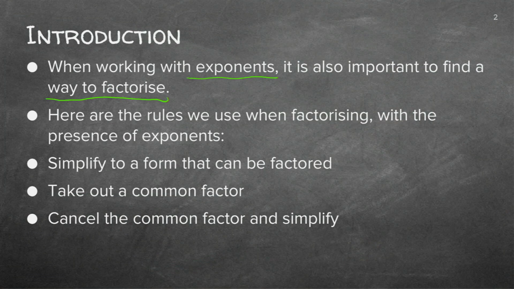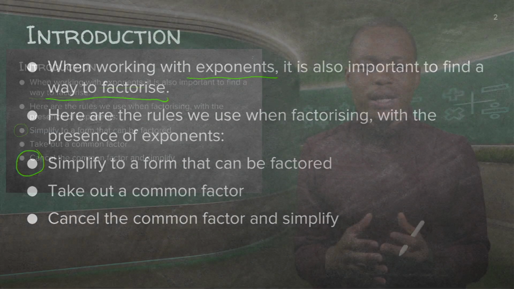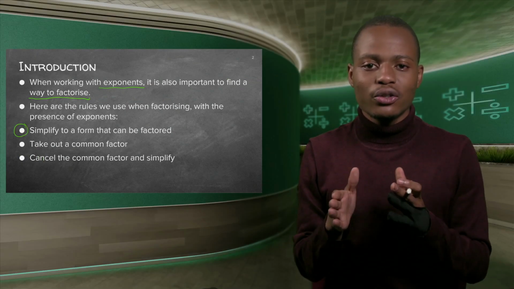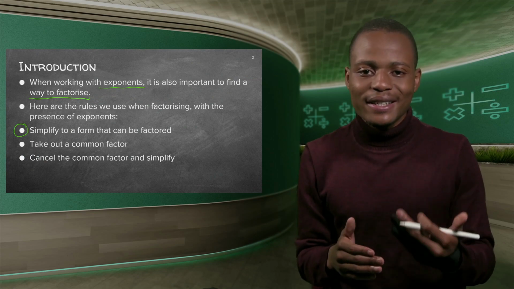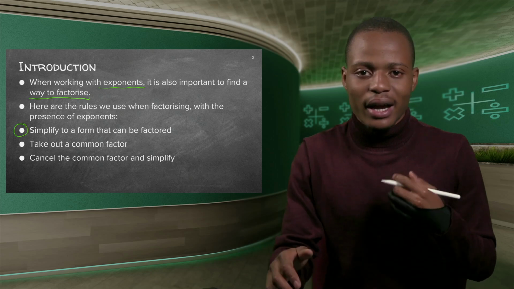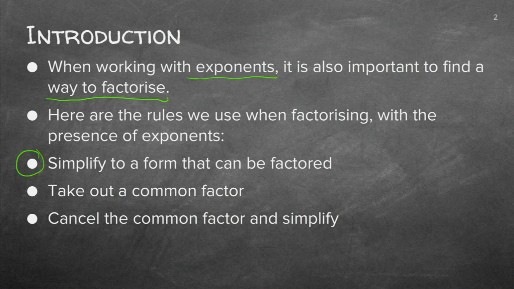So here are the rules we use when factorizing with the presence of exponents. Rule number one, simplify to a form that can be factored. So you need to ensure that you write your expression to a form that can be easily factored, okay? And then secondly, take out a common factor. So this is always important. We need to always look out for common factors.